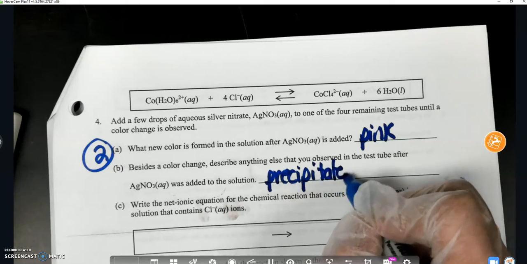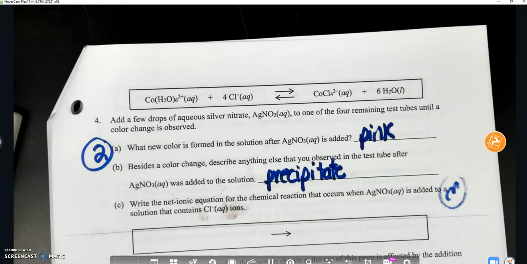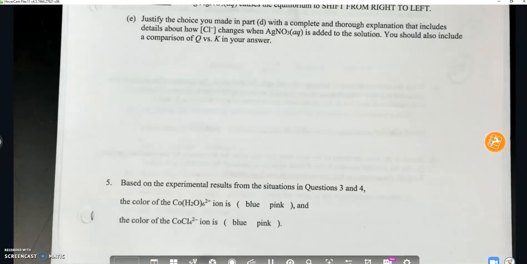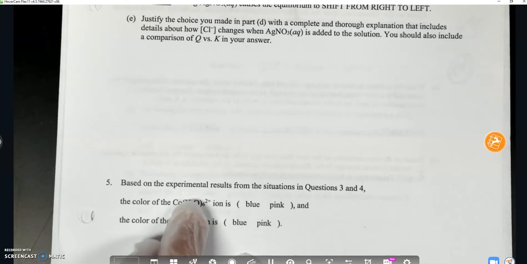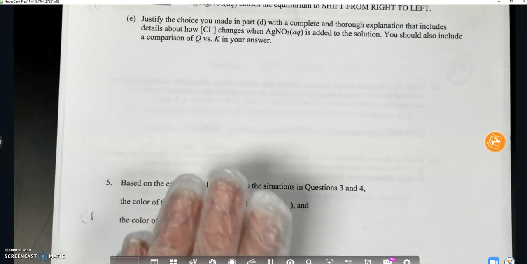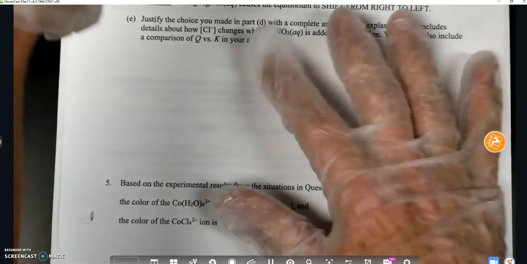Okay? So, from those two experiments, you should be able to deduce which one of these is blue and which one is pink. And that way, you'll be able to determine which side is blue and which side is pink.